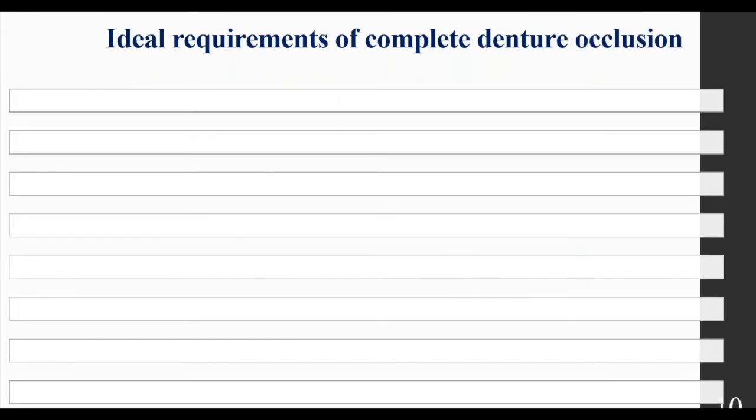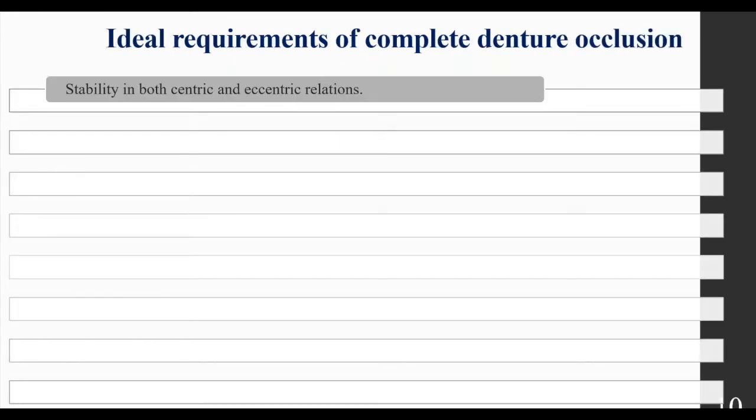Winkler has given ideal requirements of a complete denture occlusion. He said stability should be needed both in centric and eccentric relationship and in areas forward and lateral to it.